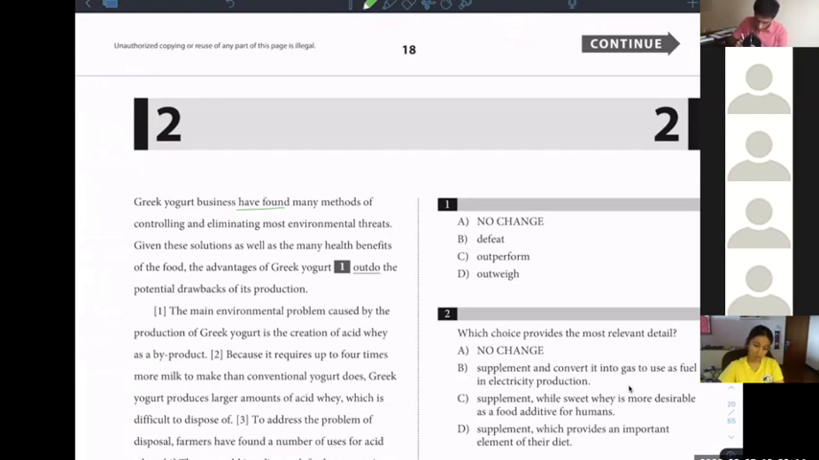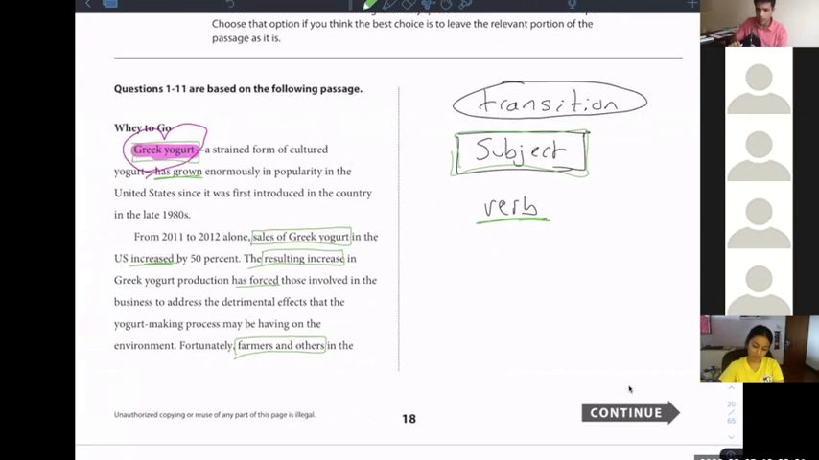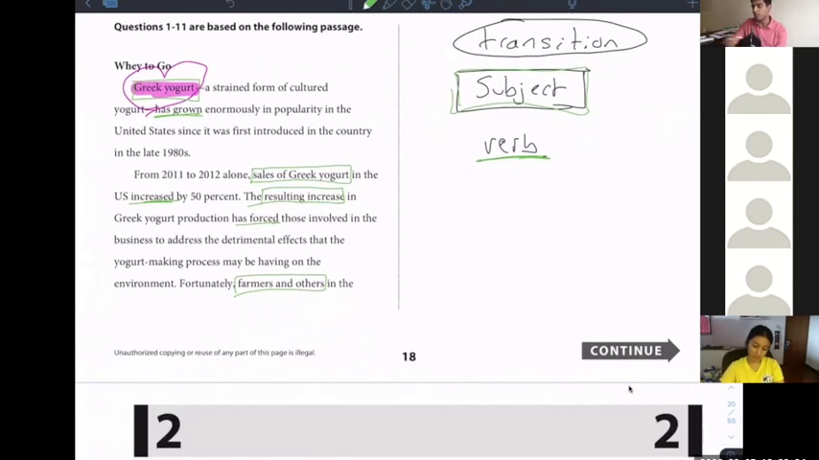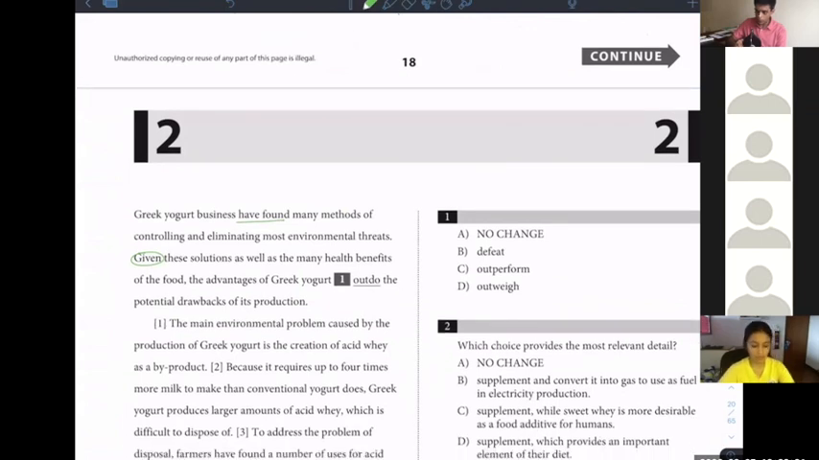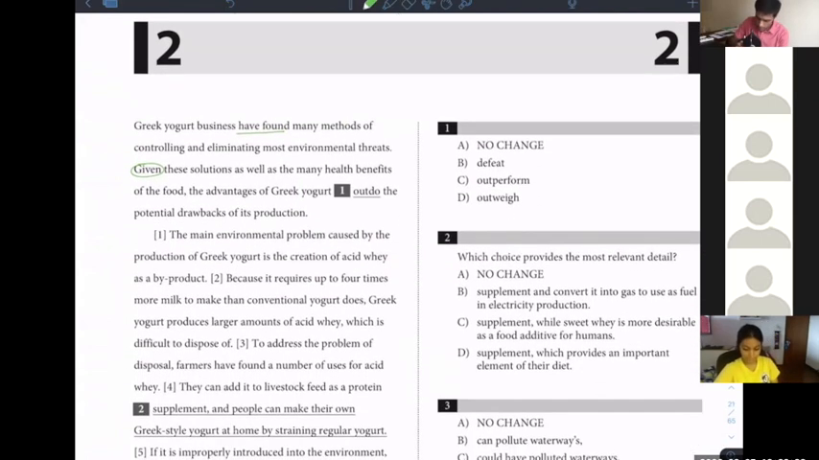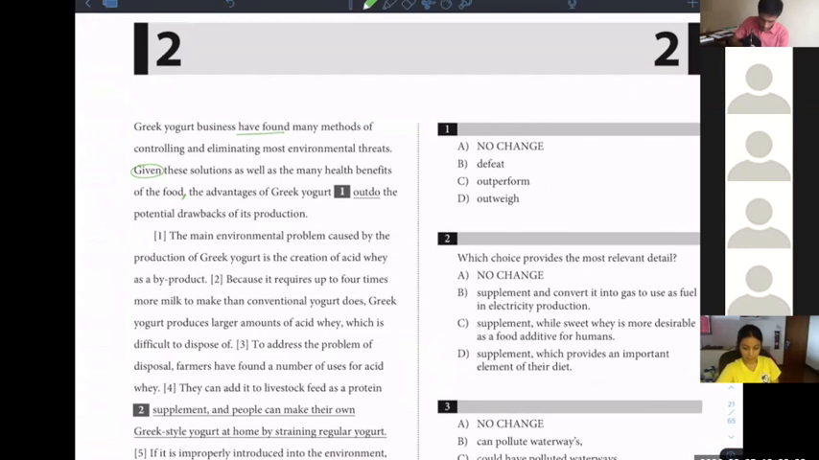Given these solutions, as well as the many health benefits of the food, so notice how this starts with a given. So we're going to circle transitions and the other, oh my gosh, can someone remind me what that thing is called again? Subordinating conjunctions, right? We're going to circle those for now. So given these solutions, as well as the many health benefits of the food, so we have a comma. So this is a dependent clause. So that's why we don't circle a subject in this. The advantages of Greek yogurt, subject, outdo, is the verb, the potential drawbacks of its production.